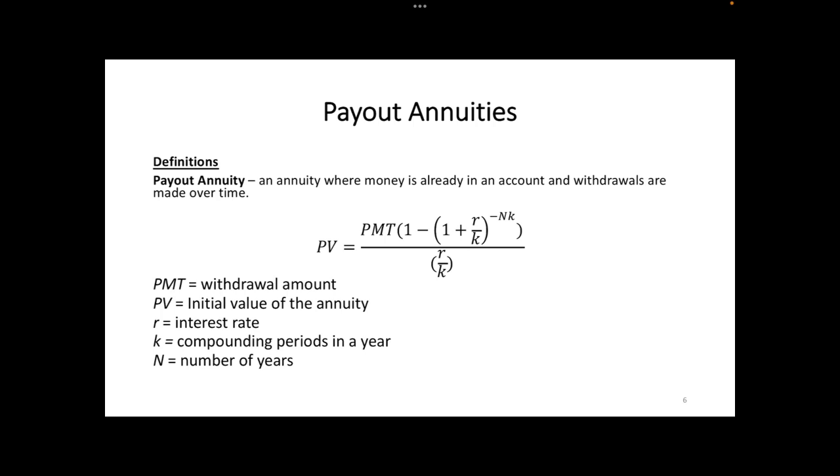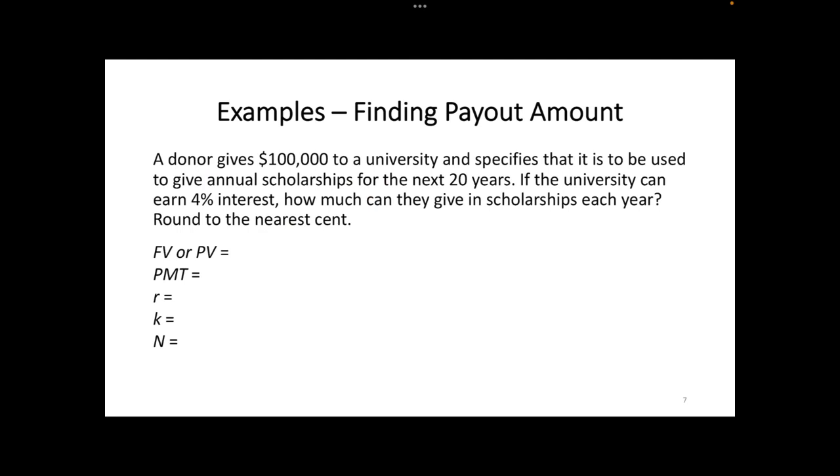And the parameters used in this formula are very similar to the saving annuity, except this is the present value, instead of future value, or the initial value of the annuity. PMT in this case is the withdrawal amount instead of the deposit amount. R and K are the same as saving annuity. All right, now let's look at an example.